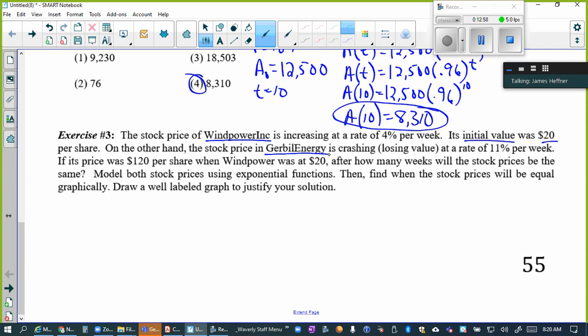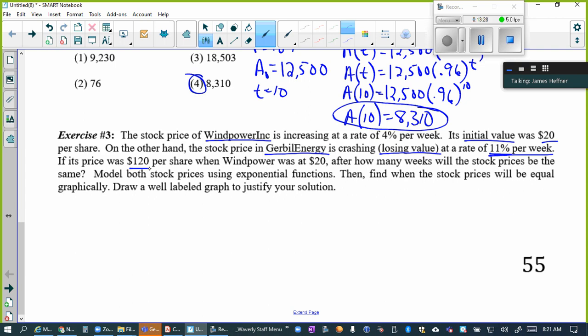Good. Is losing value. So the other stock is going to be decay, right? The first one will be growth, the other one will be decay. And it's decaying at 11% per week. Okay? It's losing value at 11% per week. Its initial price was 120, right? When the other one was 20. So what they want to know is after how many weeks will the two stock prices be equal, be the same?